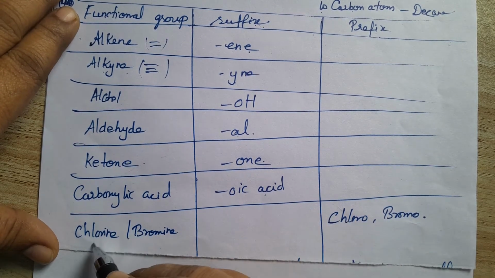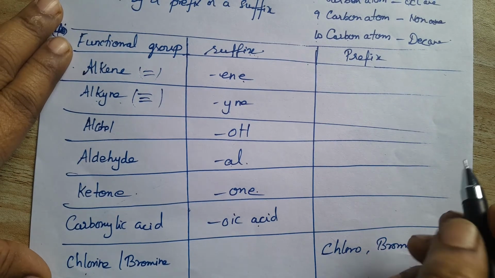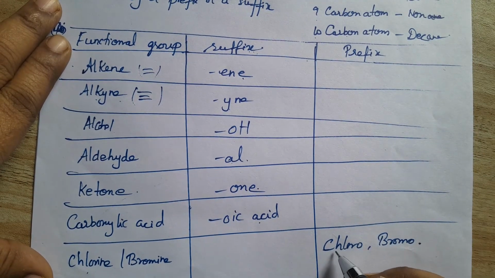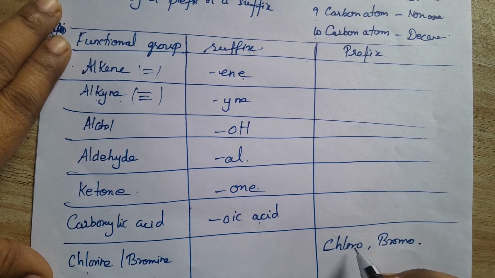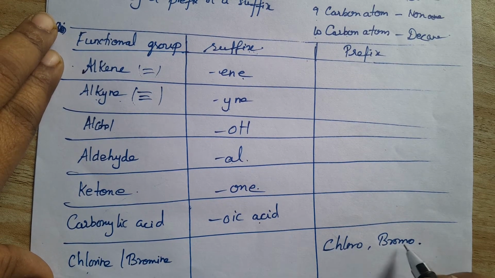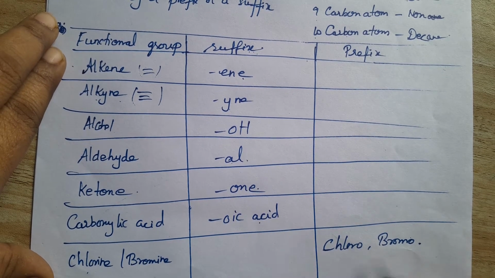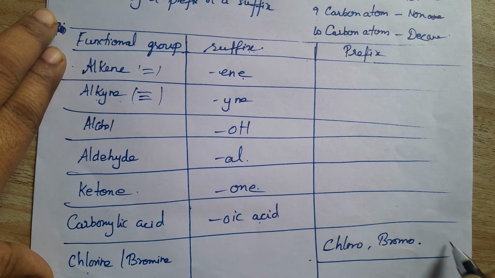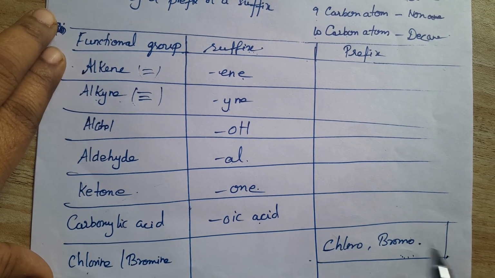Okay, chlorine and bromine, these alone will be connected in the functional group as a prefix. Bromopropane, chloropropane, like this. The only exception is that the halogen family will be connected as a prefix. This is the only difference.